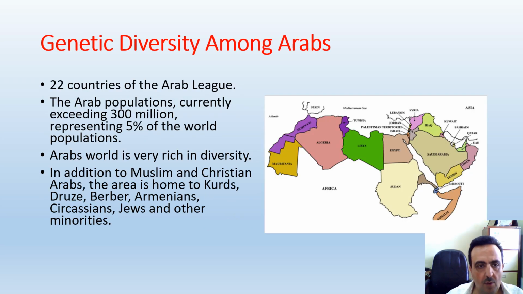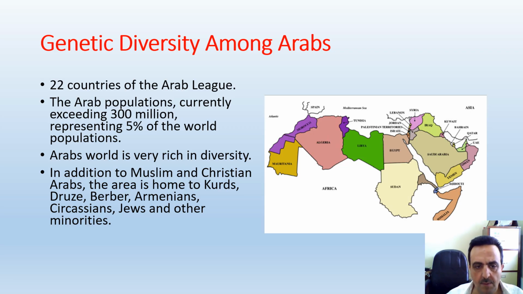This is the map of the Arab world. The Arab world consists of 22 countries, and the population of the Arabs is around 300 million people, which represents about 5% of the world population. The Arab world is very diverse regarding genetics, ethnicity, and religions as well.